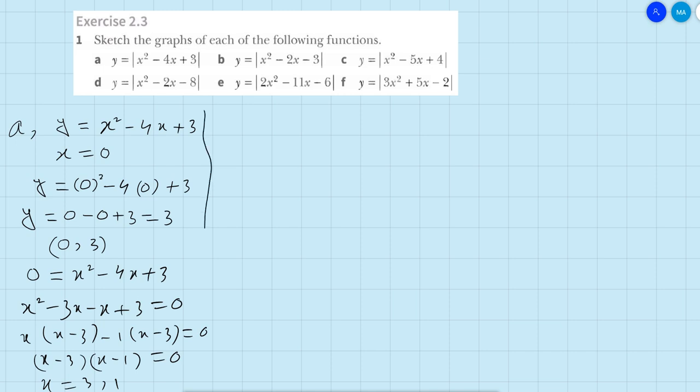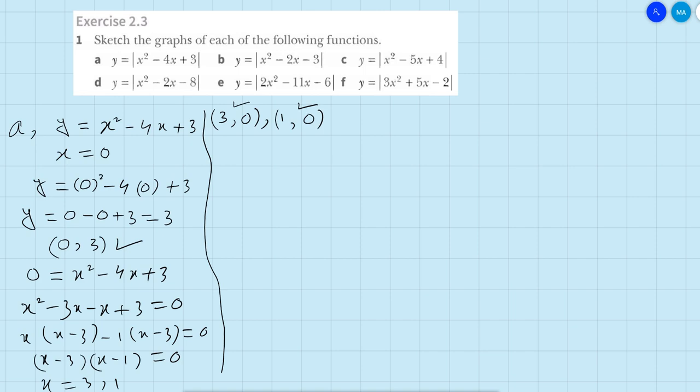Now you have two more points. When x is 3, then y is 0. When x is 1, then y is 0. So now you have three coordinates. First is 0, 3. Second is 3, 0. Third is 1, 0. Now we have to find the coordinates of the maximum or minimum point.